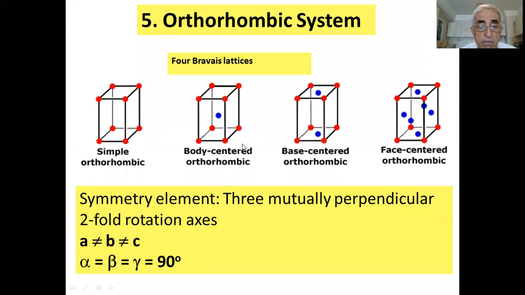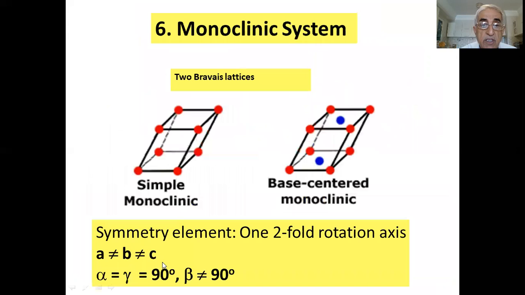Orthorhombic, we have 4 Bravais lattices: simple orthorhombic, body-centered orthorhombic, base-centered orthorhombic, and face-centered orthorhombic. In these symmetry elements, A not equal to B not equal to C, while alpha, beta, and gamma are equal and all of them equal to 90 degrees.